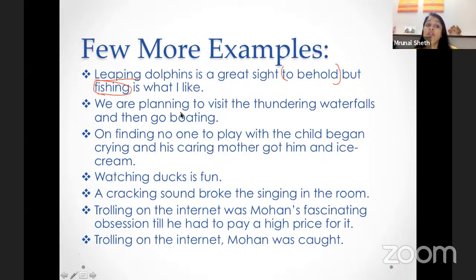We are planning to visit the thundering waterfall. Now here you see planning, but it has a helping verb, are, with it, right? So it is neither a participle nor a gerund. It's a verb, a finite verb. Planning what? To visit. So to visit is an infinitive. Thundering waterfall. What kind of waterfall? Thundering waterfall. So it's a participle. And then go boating. Go boating.